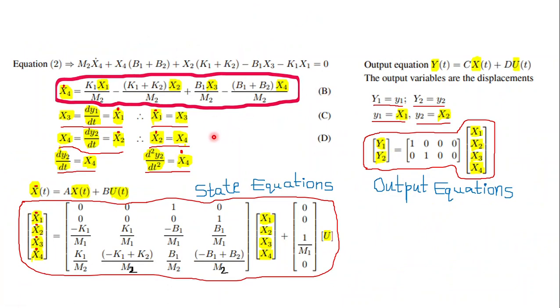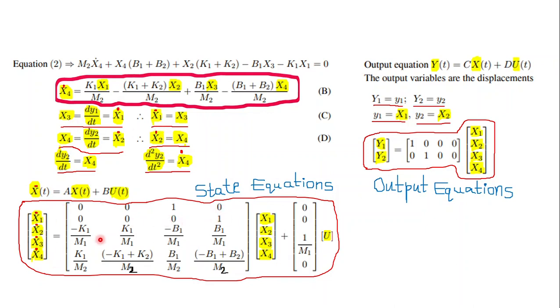So A, B, C, D written in this form, vector matrix notation. So x1 dot, x2 dot, x3 dot, x4 dot. State vector is x1, x2, x3, x4. The input is U. So coefficients of x1, x2, x3, x4 in all the four equations. In the first equation, x1 dot is equal to x3, which means 0, 0, 1, 0 because no x1 term, x2 term, x4 term. Next x2 dot equal to x4 means no x1, x2, x3 term, only x4 term.